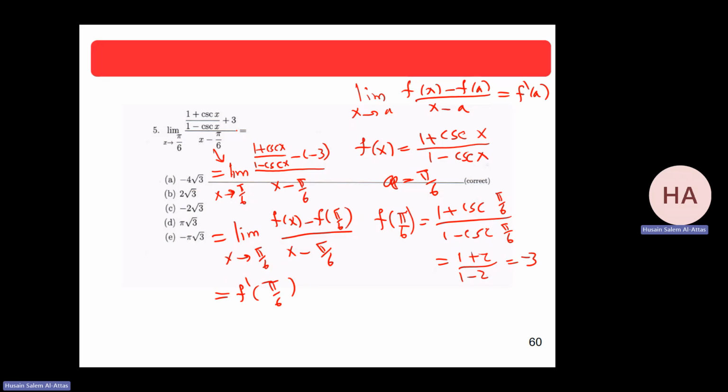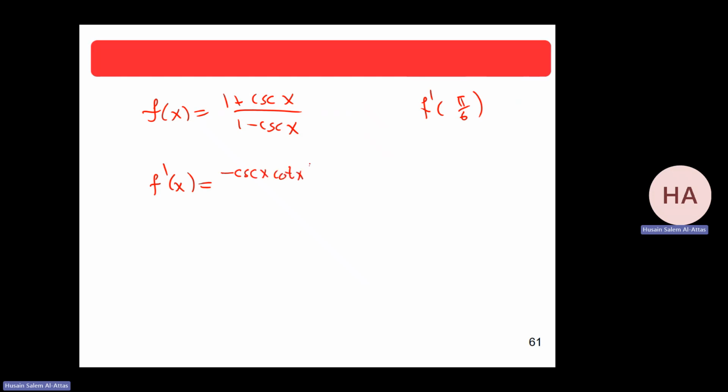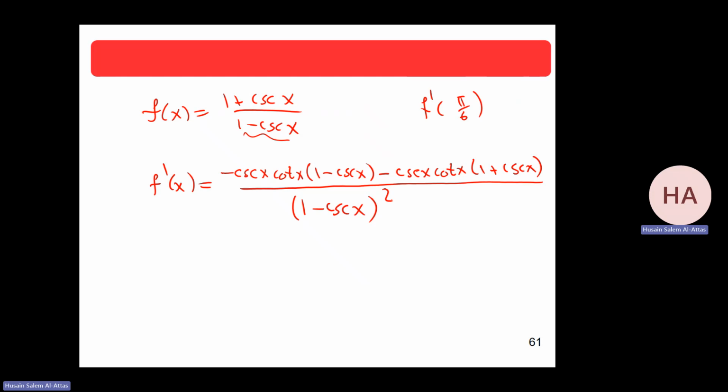Okay. So I have the function 1 plus cosecant x over 1 minus cosecant x. I need to find f prime at pi over 6. So let me find the derivative first. That will be the derivative of the numerator, which is minus cosecant cotan, times the denominator, minus cosecant cotan times the numerator, all over the denominator squared.